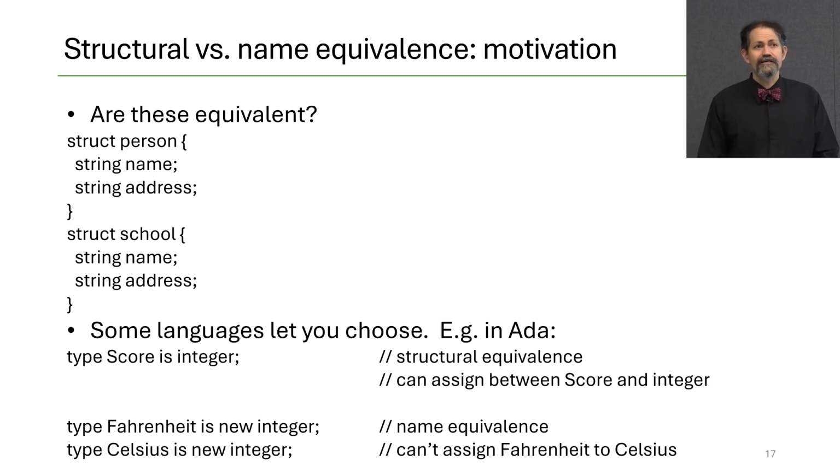So for example, in Ada, we can declare a type score that's an integer. And here structural equivalence is used. We say that score is the same as any other integer. We can assign between them. On the other hand, in Ada, we can declare that type Fahrenheit is a new integer type. This stamps a new name, Fahrenheit, on the type and denotes to the compiler that we cannot implicitly convert between Fahrenheit and integers. And so if we also have type Celsius, which is a new integer, we can't assign Fahrenheit to Celsius. And that is good, perhaps, because it could help us avoid conversion errors between units.